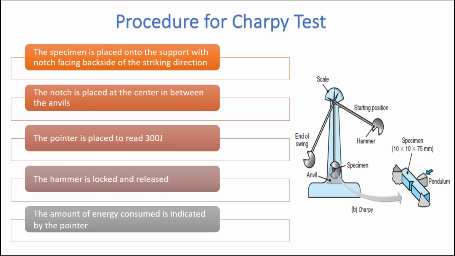The pointer is placed to read 300 joules. Next, the hammer is locked and released. The amount of energy consumed is indicated by the pointer.